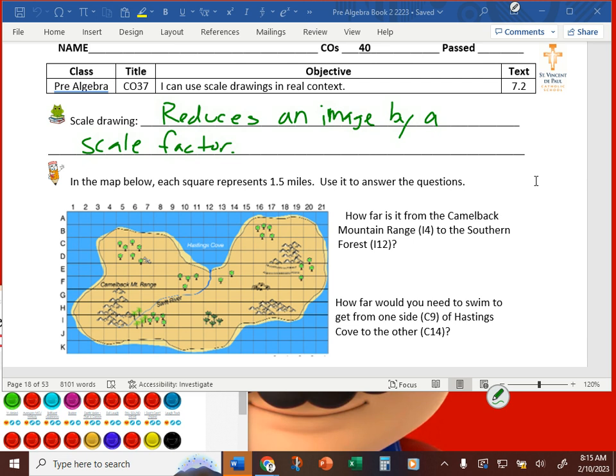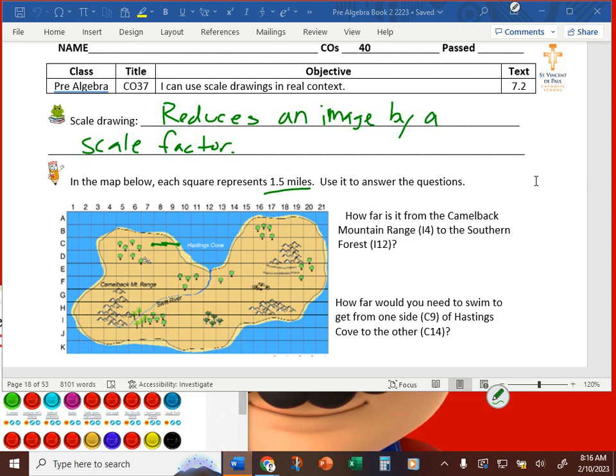Okay. So in the map below, each square represents 1.5 miles. Use it to answer the questions. Okay. So when it says each square represents 1.5 miles, it means that if you were traveling from this point to that point, okay, that would be a distance of 1.5 miles, right? So if you were traveling 2 squares, how many miles would that be? 3. 1.5 plus 1.5 gives you 3.